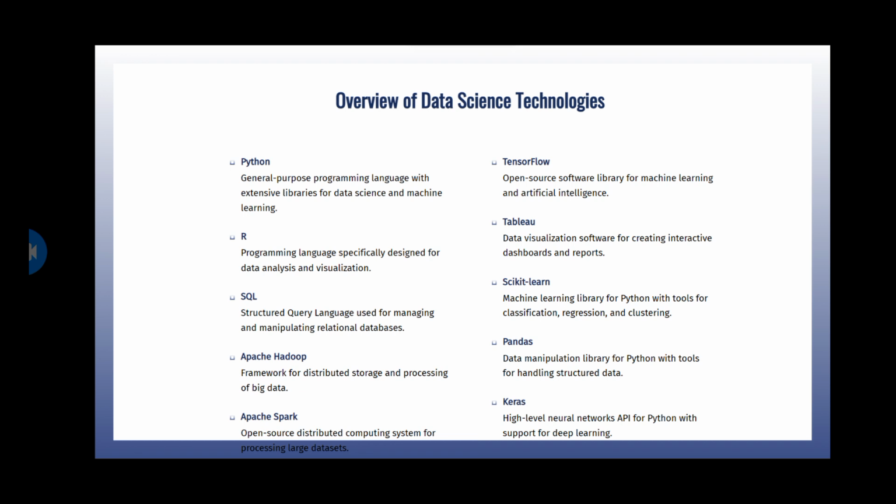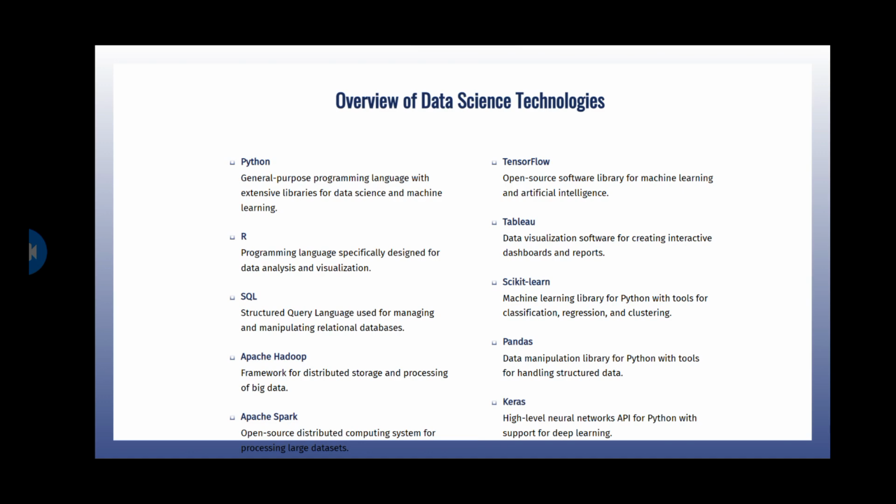Next, Apache Hadoop, a framework for distributed storage and processing of big data. Next is Apache Spark, an open source distributed computer system for processing large data sets. And the next technology we use is TensorFlow, an open source software library for machine learning and artificial intelligence. Next is Tableau, which we will use for data visualization. After getting insights from the data, we have to visualize it on the screen, right? We use Tableau for data visualization, software for creating interactive dashboards and reports.